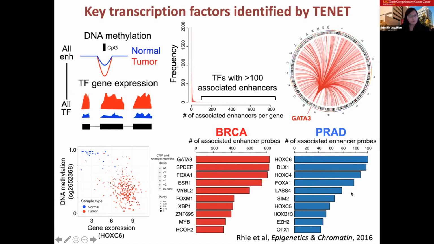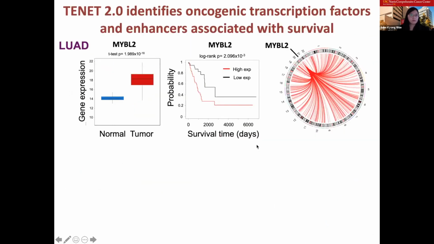We did develop TENET 2.0 using a more advanced algorithm integrating survival. And we found that for some key transcription factors for lung adenocarcinoma, for example, MYBL2, the MYBL2 expression level was much higher in tumor. And the tumor samples which have higher expression of MYBL2 seem to be associated with a poor survival. And as I showed in the previous slide, MYBL2 is actually linked to many of the lung cancer specific enhancers.